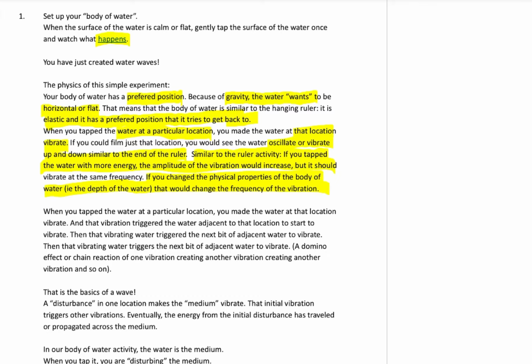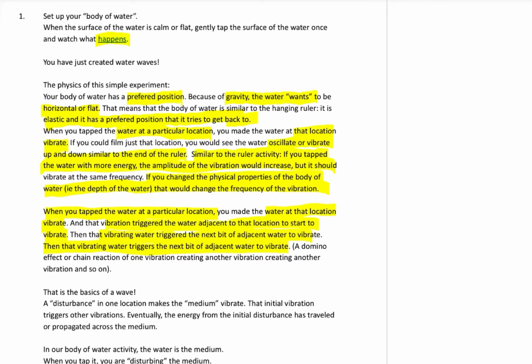Now here's what a wave is. When you tap the water at a particular location, you made the water at that location start to vibrate. So right where your finger was, that water started wobbling up and down. That up and down wobble triggered the water right next to it, or adjacent to it, to also start to wobble. So if you touched the body of water at one end, the water right under your finger was forced to wobble up and down. But that made the water right beside where you were touching wobble up and down. And that water that started wobbling up and down triggered water a little bit farther away to start wobbling up and down. And that wobbling water triggered water even a little bit farther away to start vibrating up and down.